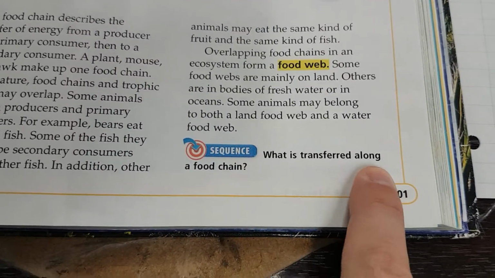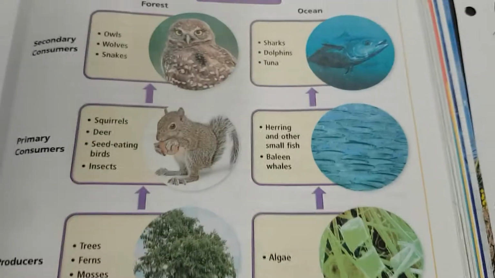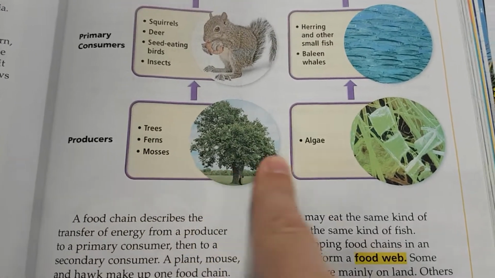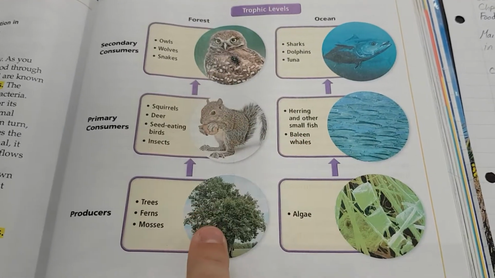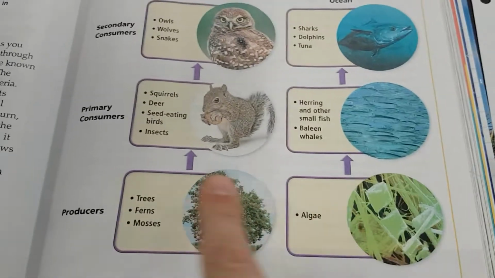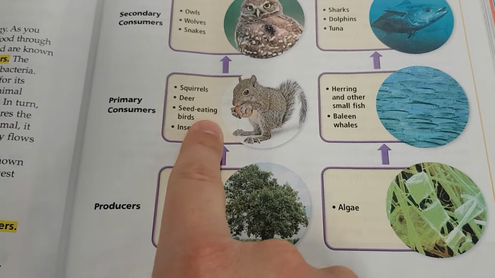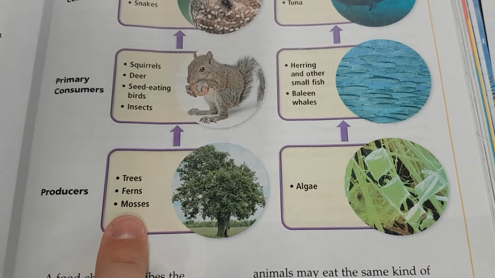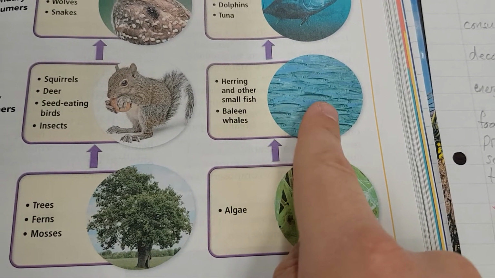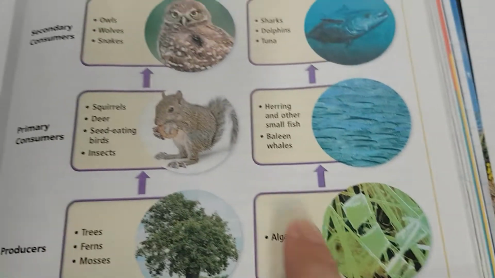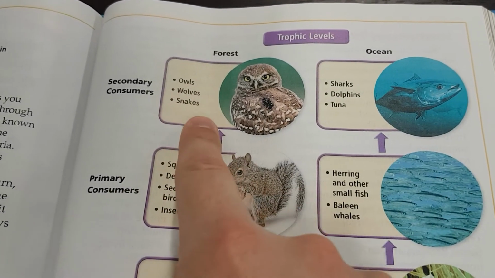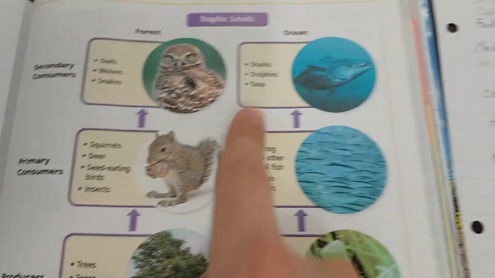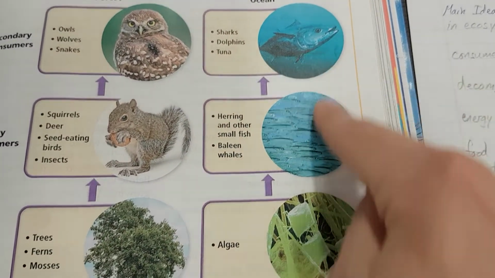Okay, sequence. What is transferred along a food chain? Well, let's look up here at trophic levels in food chains. Producers: trees, ferns, and mosses, and algae. Notice they're doing something, an example on land and an example in the water. Primary consumers like squirrels, deer, birds, and insects eat things from the trees and the ferns and the mosses and the grasses. Herring and other small fish and baleen whales eat the algae. Then the next level up from that, the owls, the wolves, and the snakes eat these poor little squirrels and the deer and the birds and the insects. In the water, sharks, dolphins, and tuna eat the smaller fish.